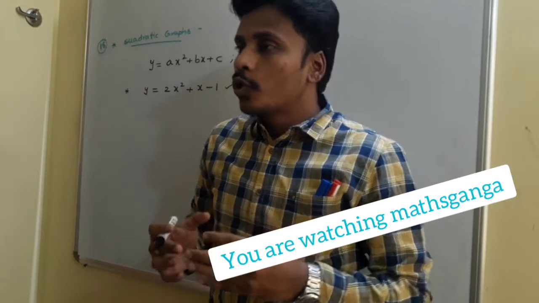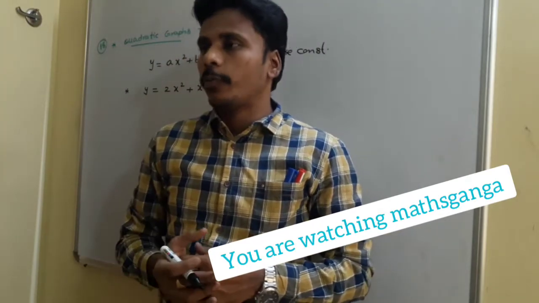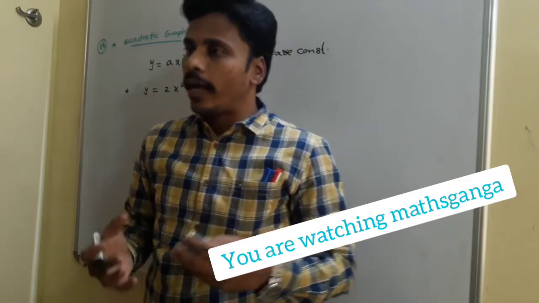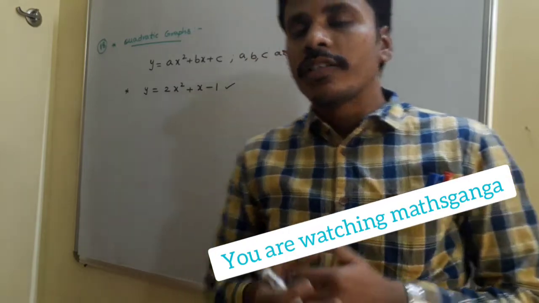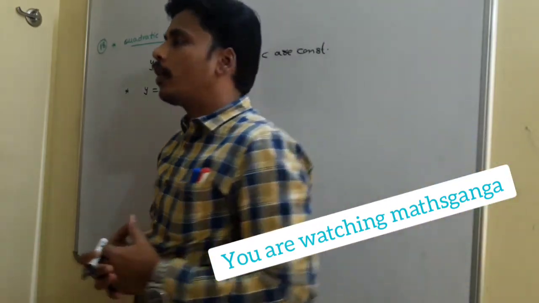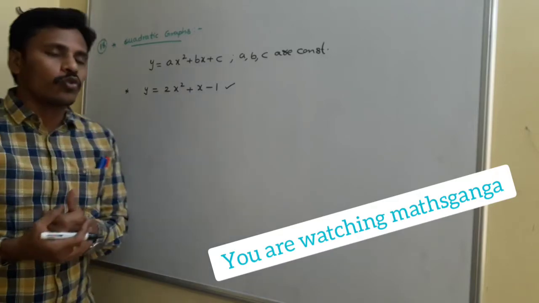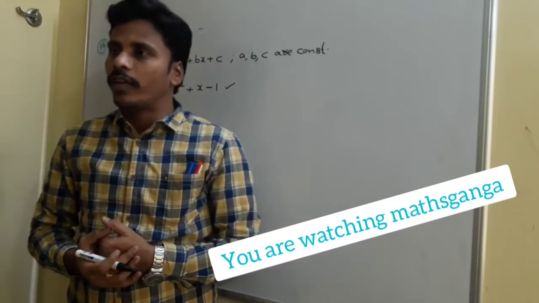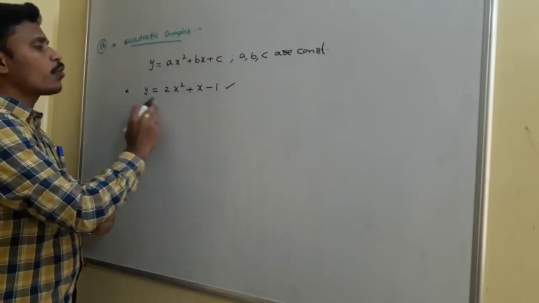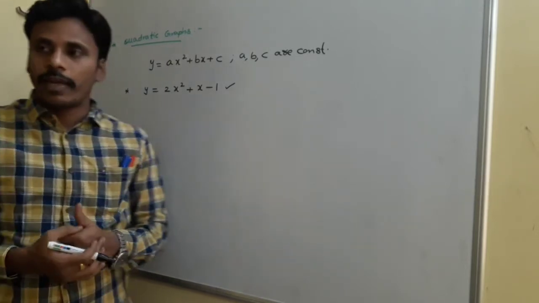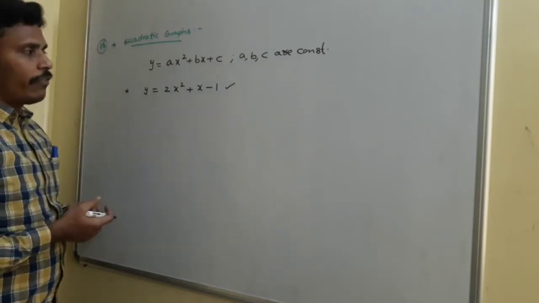If you wish to draw an exact graph, a perfect graph for any expression, for sure you need to utilize a graph sheet. Here we are going to sketch the rough graph of the quadratic expression. So to draw the graph of y is equal to 2x square plus x minus 1, initially I will look at the expression in different ways.